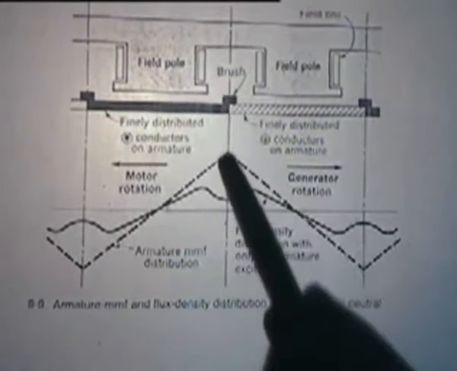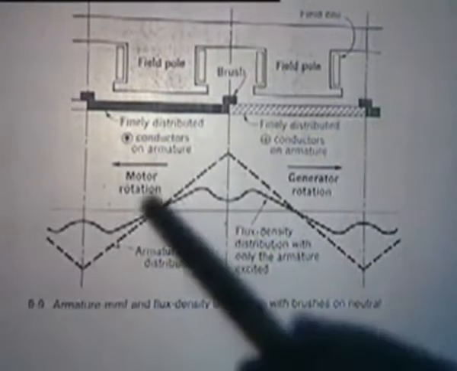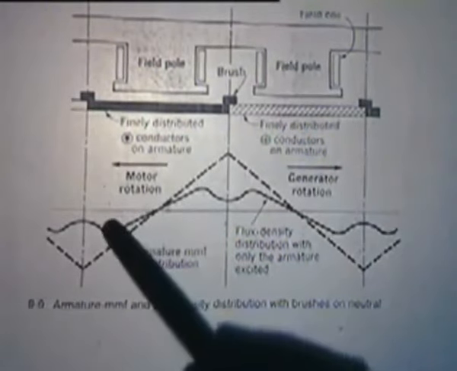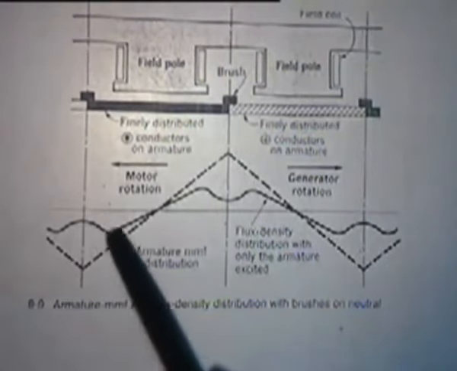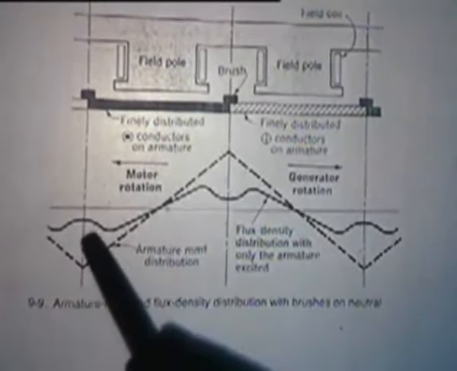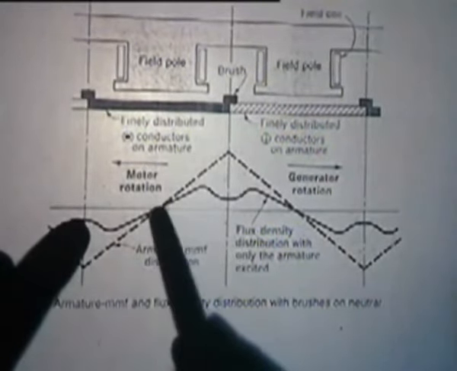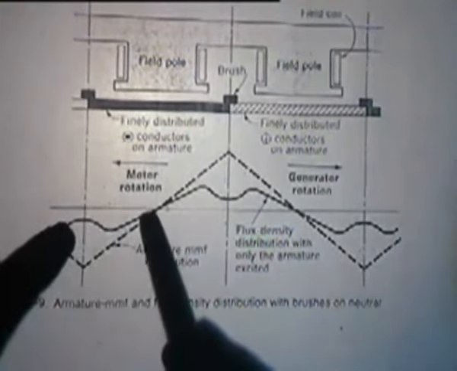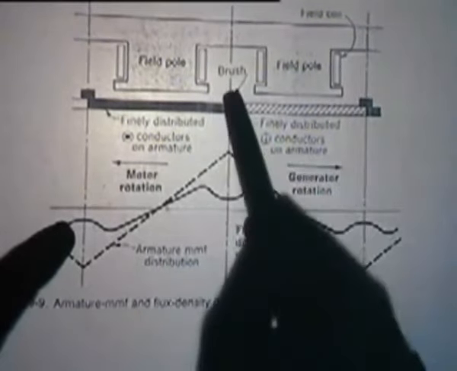So in the interpolar region there is a dip in flux density like this, and under the poles it will more or less follow the MMF pattern of the armature. So if this is the flux density pattern, you will notice that under a pole, in one half of the pole the flux density is positive and in the other half it is negative. If it is negative on the left, on the right it is positive. Similarly here also, from here it is positive and here it is negative.